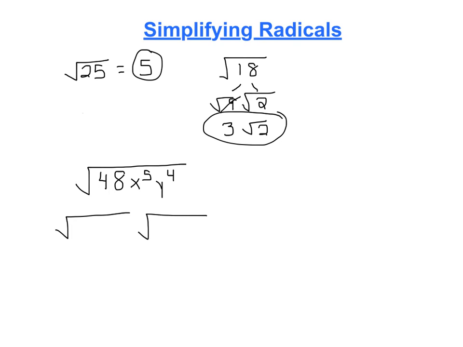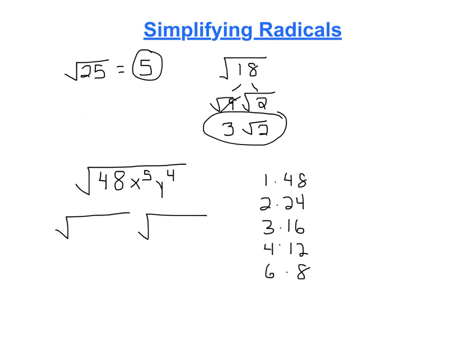Okay, so let's look at the 48 first. Well, there's lots of things that divide evenly into 48. I'm going to just make a list of them over to the side. We have 1 and 48. We have 2 and 24. We have 3 and 16. 4 and 12. 6 and 8. And I think that's it.